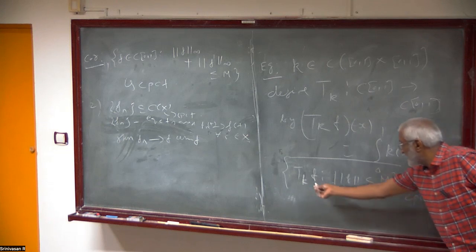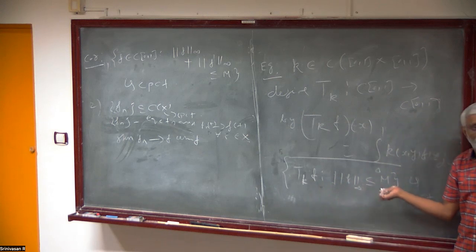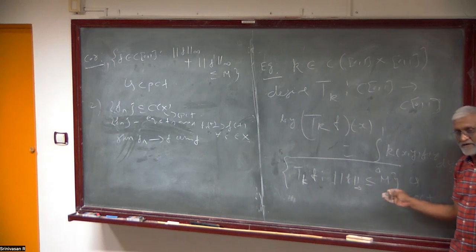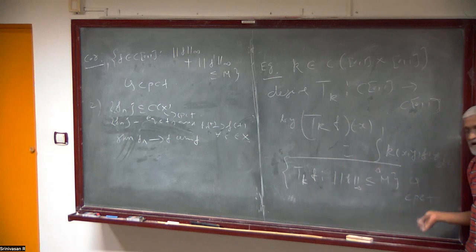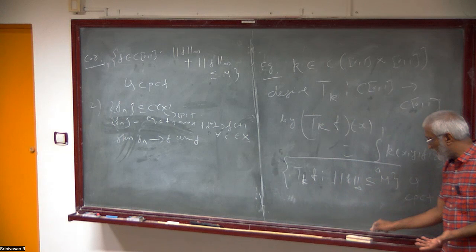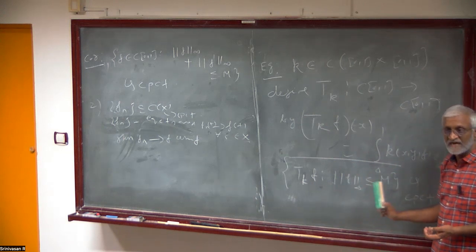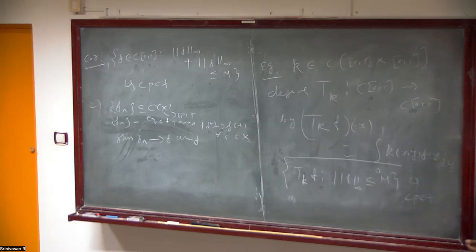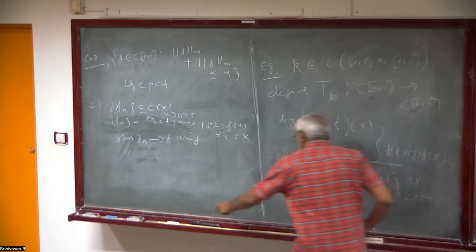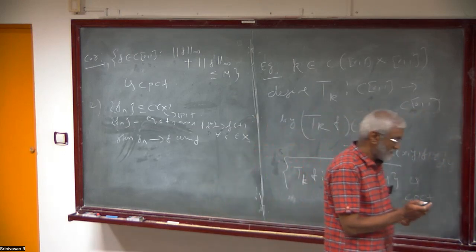So this set T_k f, as f varies over this ball of radius m, or you can take one if you want, is a compact set. All we have to prove is that this is relatively compact, which is why I'm taking the closure. So all I have to prove is that it's equicontinuous. By the Arzela theorem, we only need to prove it's equicontinuous. So let's see why it is equicontinuous.